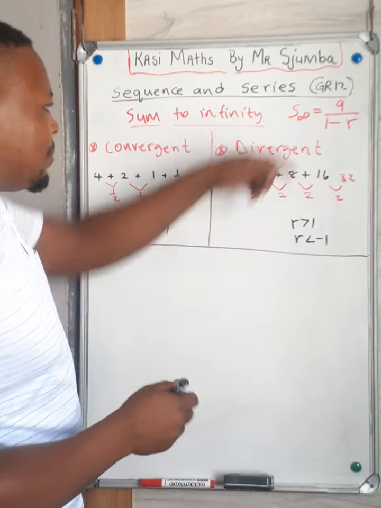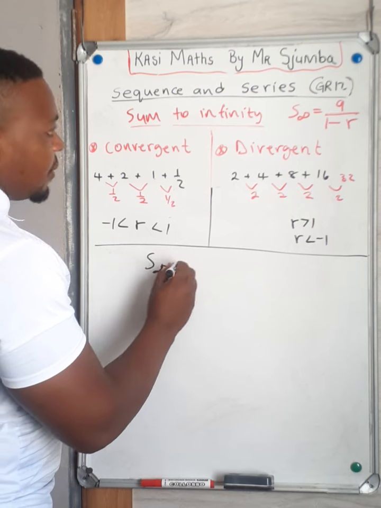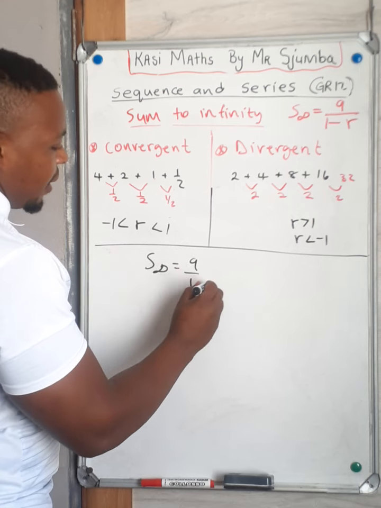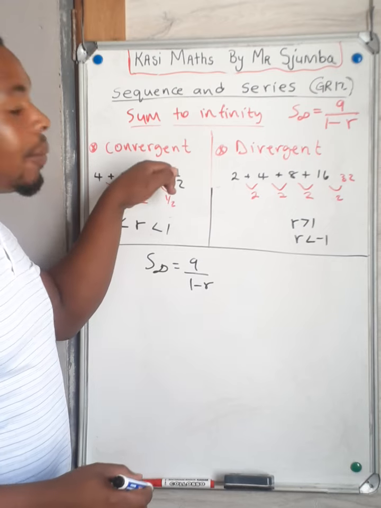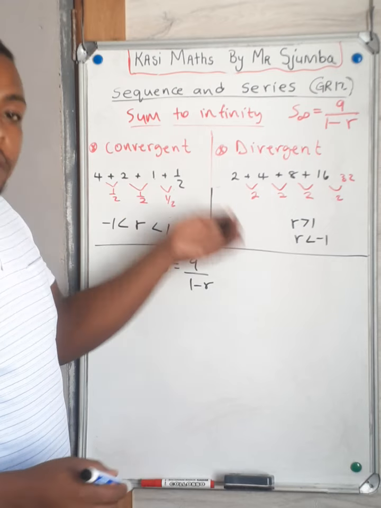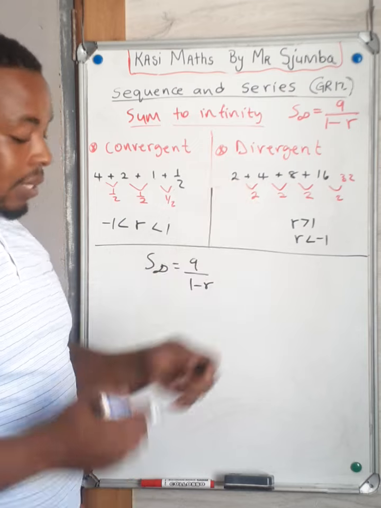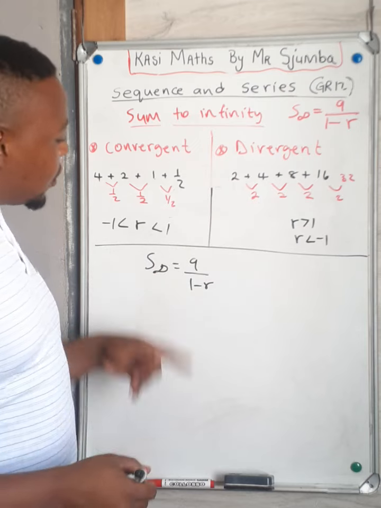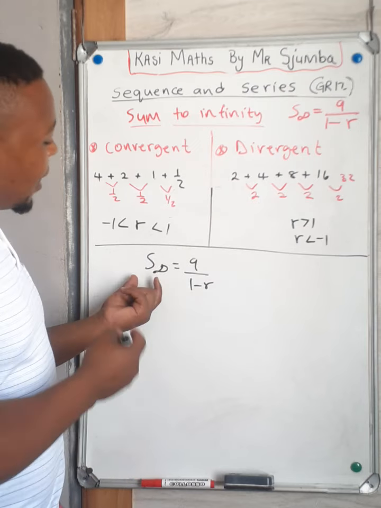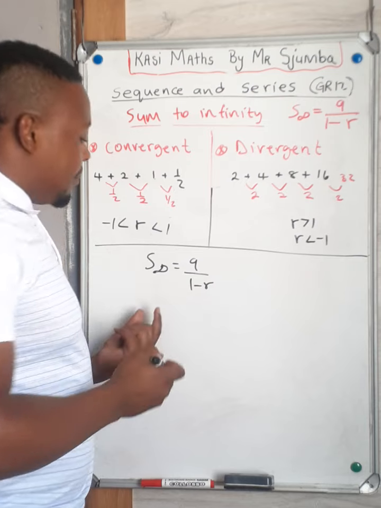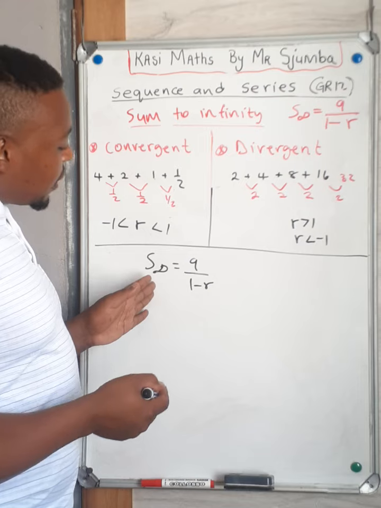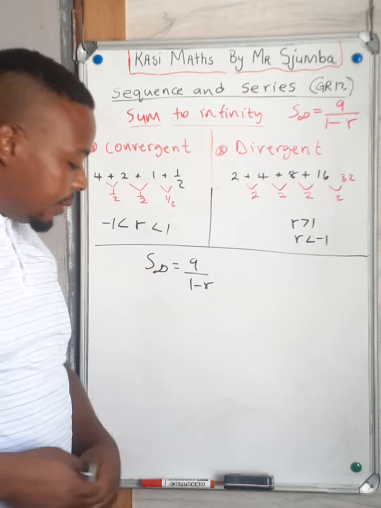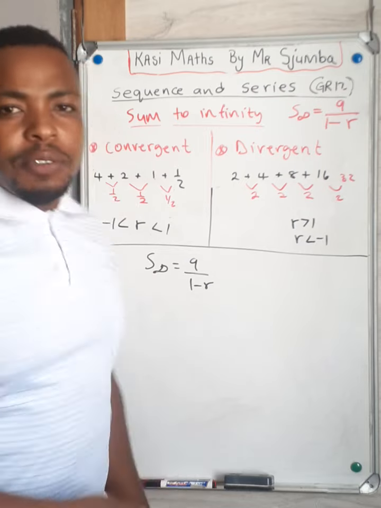Right, so a few examples of convergent. We have a formula, sum to infinity. Sum to infinity is equal to a over 1 minus r. The formula is only for a convergent series. For a divergent series we don't use this formula. So we're calculating the sum of a geometric series. Okay, so there are a few examples.